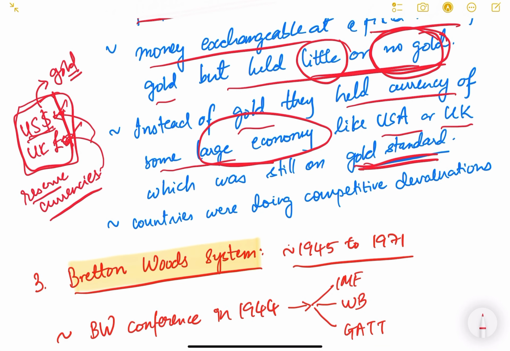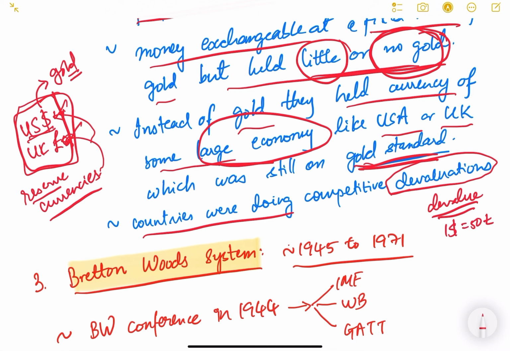And in this period, countries were doing competitive devaluations also. Deliberately, since the countries did not have to keep gold reserves with them, they could devalue their currencies very easily. Devalue meaning to reduce the value in terms of foreign currency. So, for example, if today $1 is equal to 50 rupees and RBI deliberately devalues its currency, meaning $1 will be equal to 55 rupees.